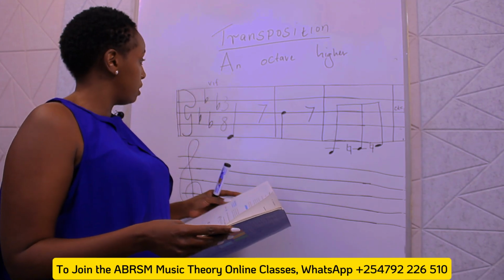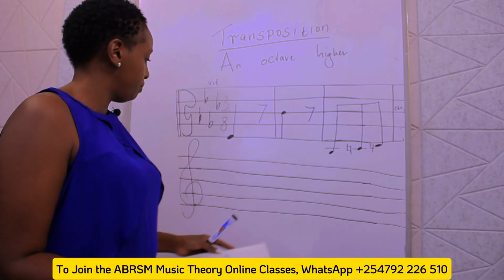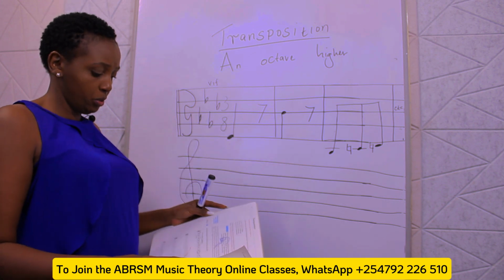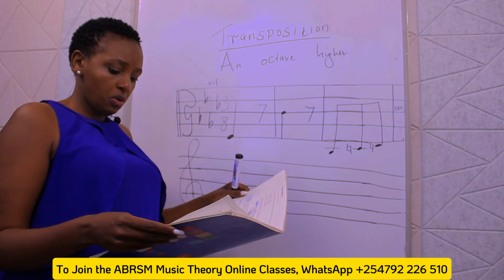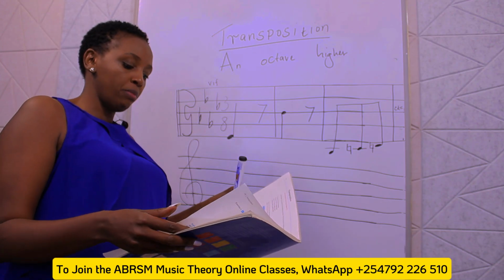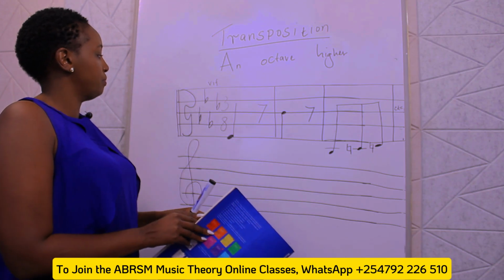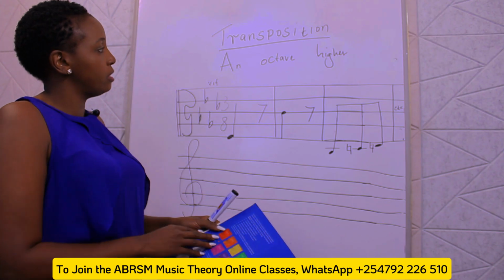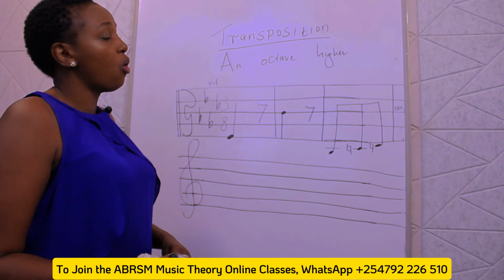As you can see, we already have the notes that we want to transpose. I've taken them from this book on page 15, exercise 3. I've just taken the first 2 bars that are there. So we are transposing this particular passage an octave higher.